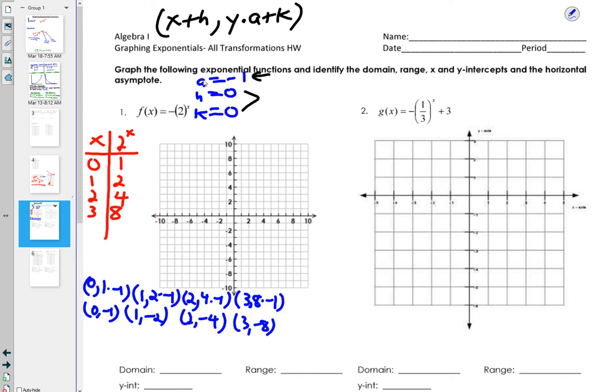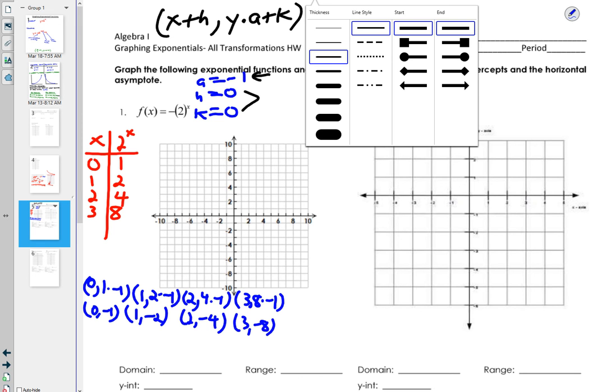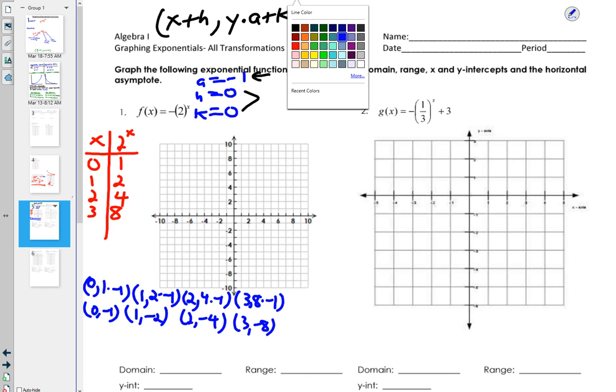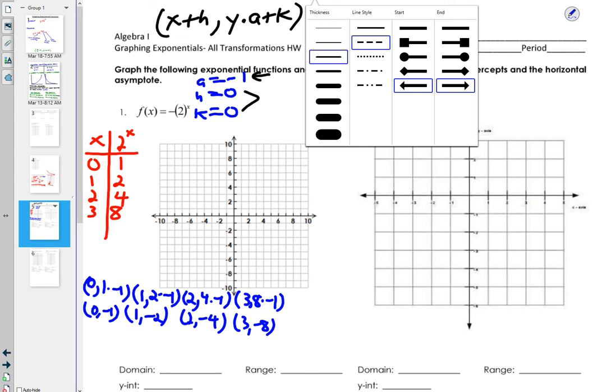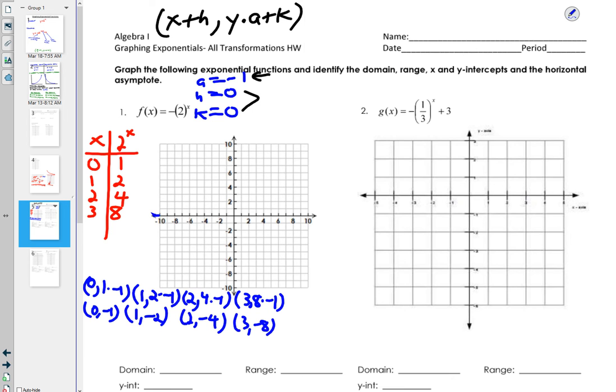Also, to help guide me, I want to draw my asymptote. Where is my asymptote going to be at? Where's the asymptote going to be at? Remember, it starts out with y equals, and it's not going to be y equals -1, because we said yesterday it's going to be at k, and what's k? K is 0, so I'm going to draw my asymptote.